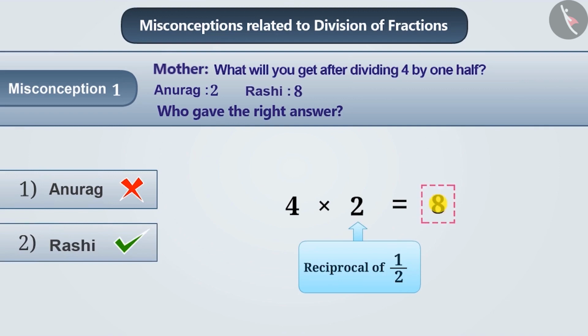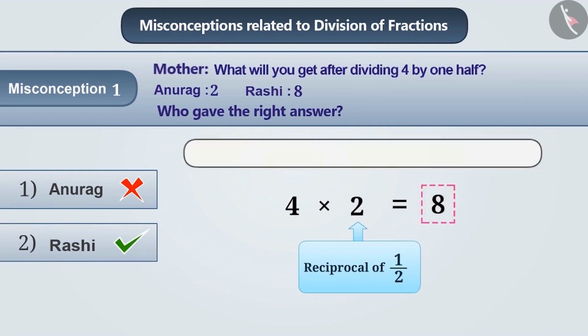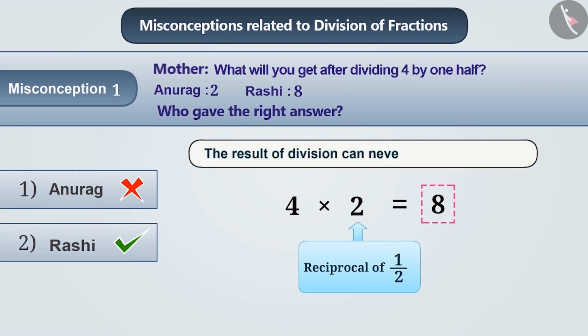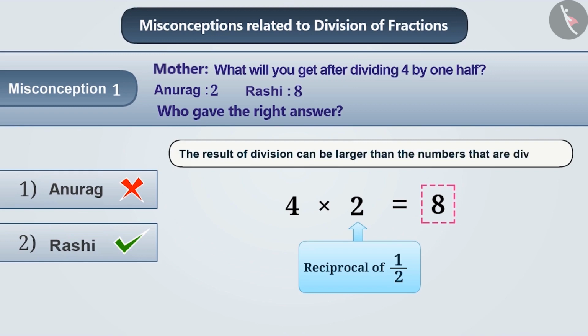Many times, children are able to find the right answer 8, but in spite of that, they consider it wrong because they assume that the result of division can never be a larger number. This is also a misconception. Keep in mind, the result of division can be larger than the numbers that are divided.